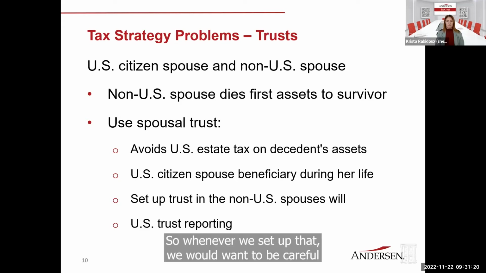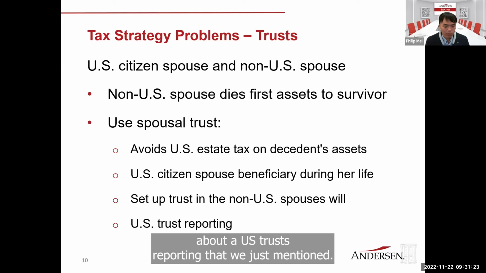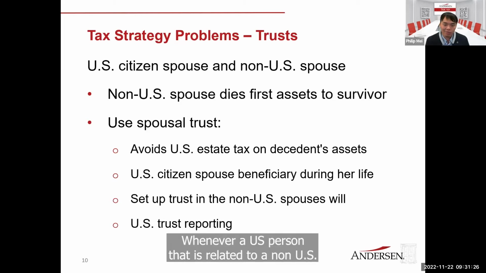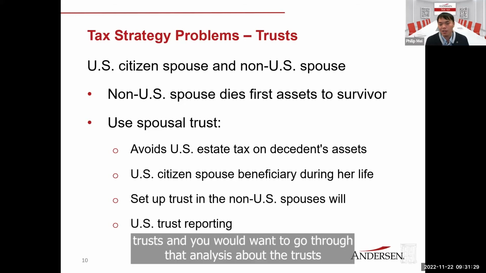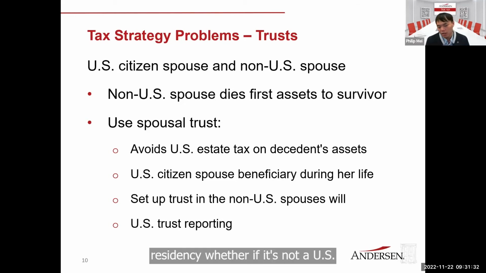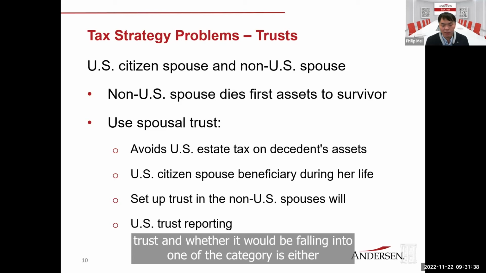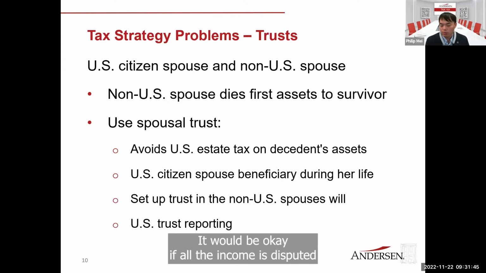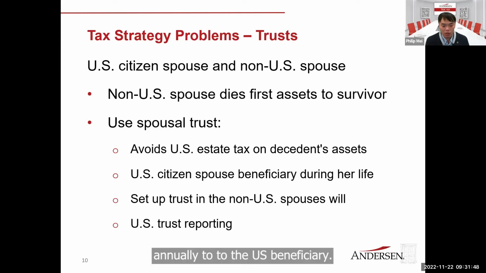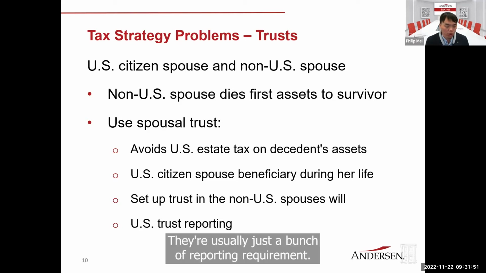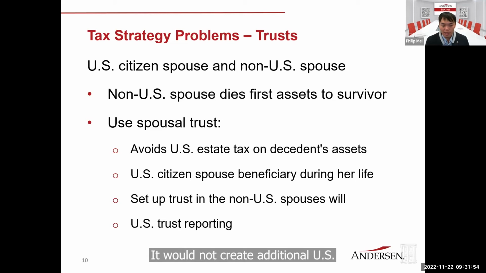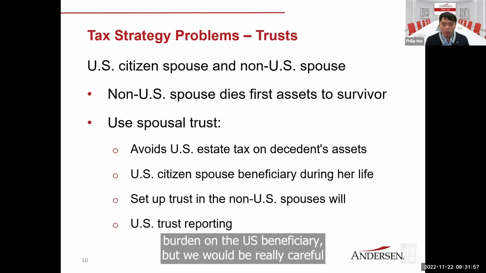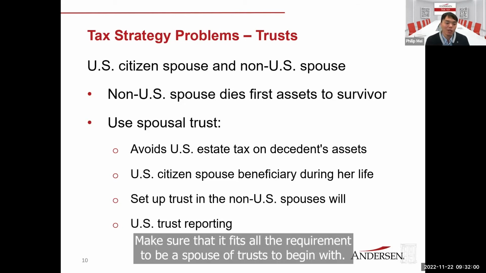So whenever we set up that, we would want to be careful about the US trust reporting that we just mentioned. Whenever a US person is related to a non-US trust, you would want to go through that analysis about the trust residency, whether, if it's not a US trust, it would fall into one of the categories, either grantor trust or non-grantor trust. It would be okay if all the income is distributed annually to the US beneficiary. There's usually just a bunch of reporting requirements. It would not create additional US burden on the US beneficiary, but we would be really careful about how the trust was drafted, to make sure that it fits all the requirements to be a spousal trust to begin with.